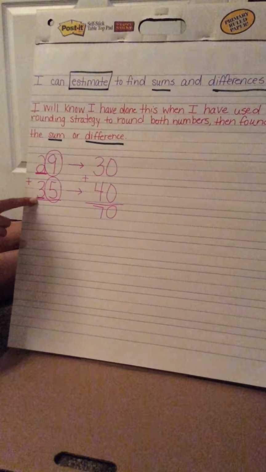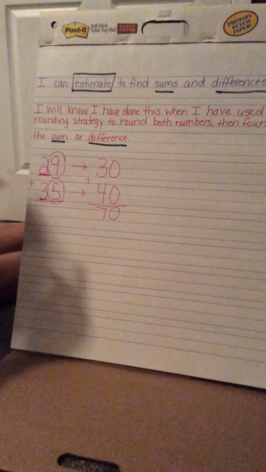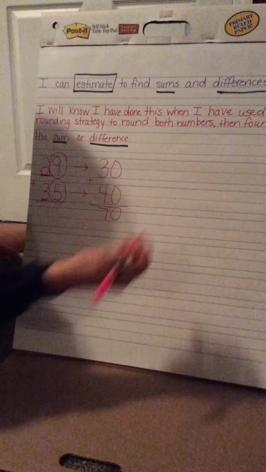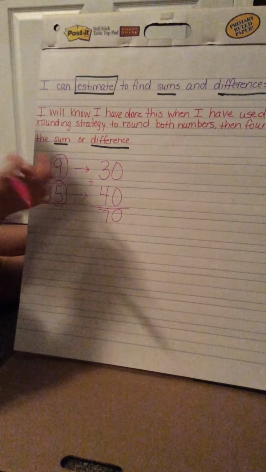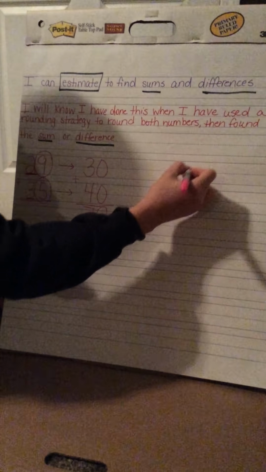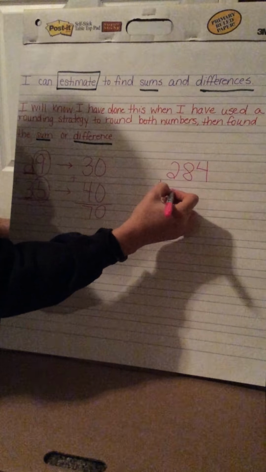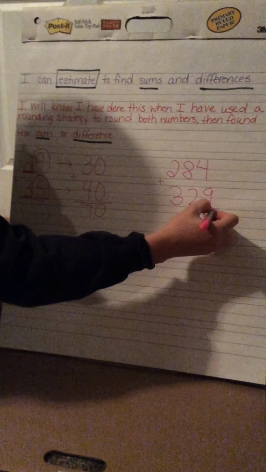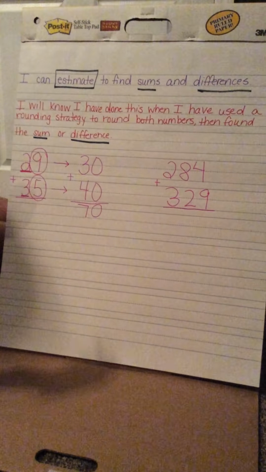So if I were to find an actual answer to this problem, it should be somewhere around 70. If not, I've made a mistake. So let's look at a different problem. If the problem would have 3 digits in it and it would go all the way to the hundreds place. So if I had the problem 284 plus 329, and I want to figure out an estimated sum for this.